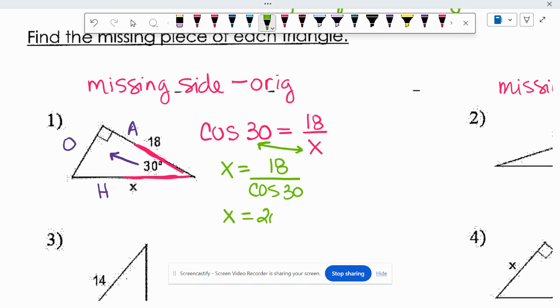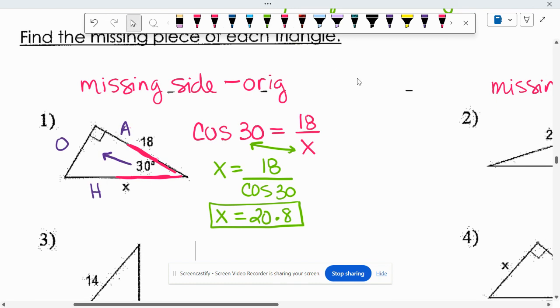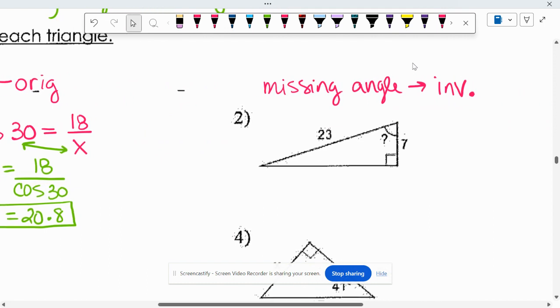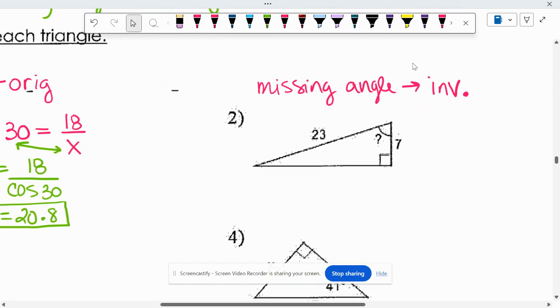X equals 20.8. That's all you got to do. Really. Okay. David, I'm going to you. Example number 2. We know that we're missing an angle. Okay. David, I want you to label all 3 sides based on this angle. And instead of calling this angle question mark, I hate it that they do that. We're going to call this theta.